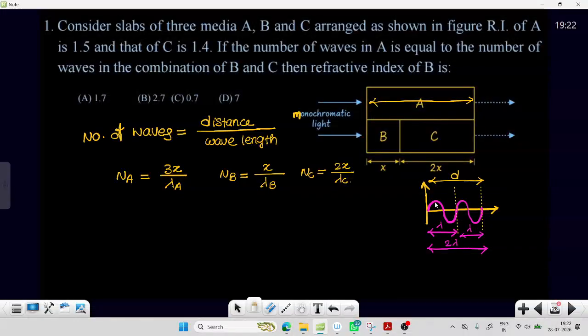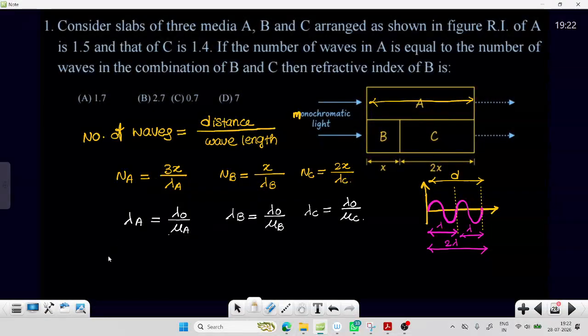We'll write one more thing here. The wavelength in any medium is given by the wavelength in air divided by the refractive index of the medium. So lambda A is lambda naught by mu A, lambda B is lambda naught by mu B, and lambda C is lambda naught by mu C.